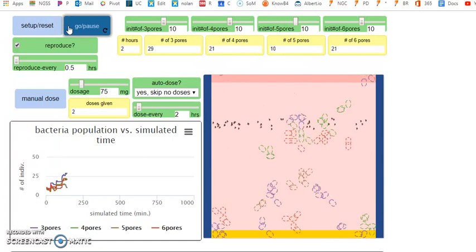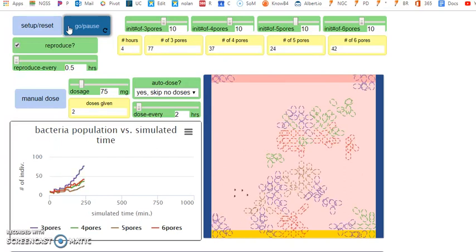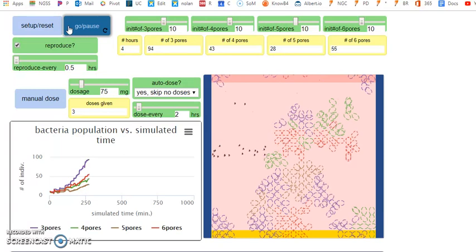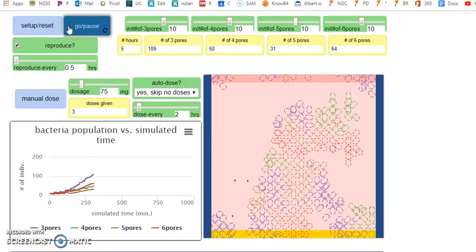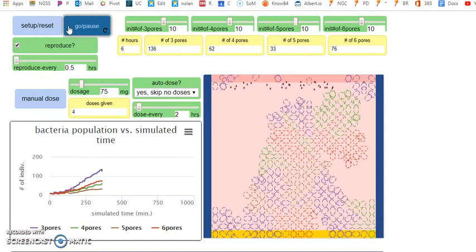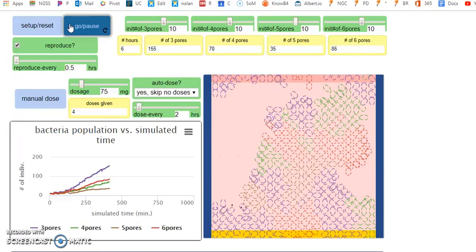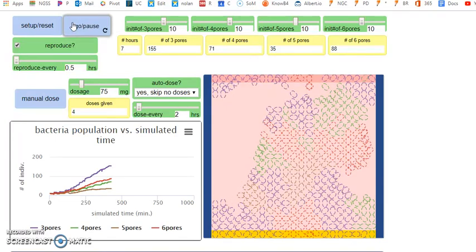That's our first wave of antibiotics, those tiny dots going across the screen, and our bacteria are reproducing. There are a number of factors at play. There's not just the bacteria reproducing, there's also the antibiotic killing some of the bacteria. So I'm going to pause our simulator, and we're going to look at the picture and the graph and try to interpret what we're really seeing here.